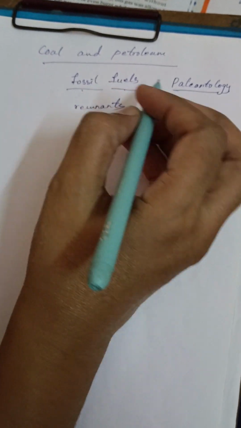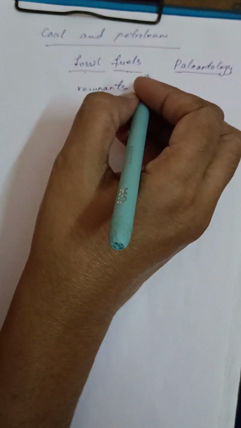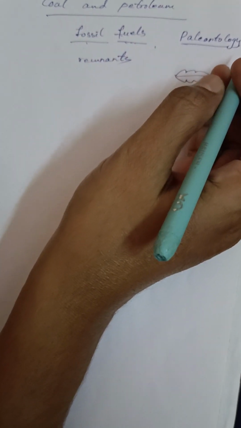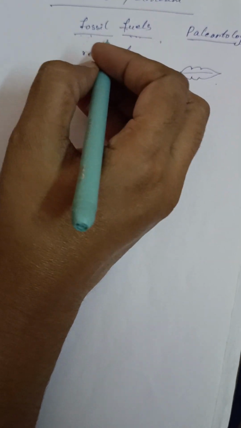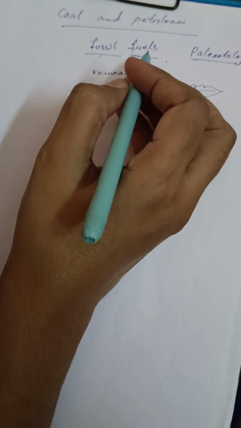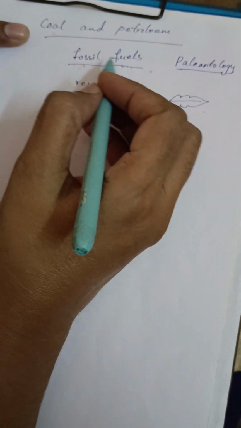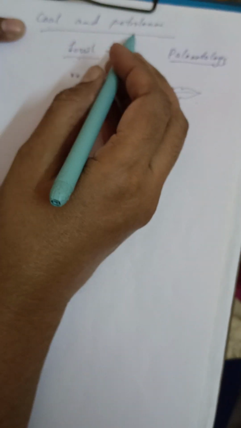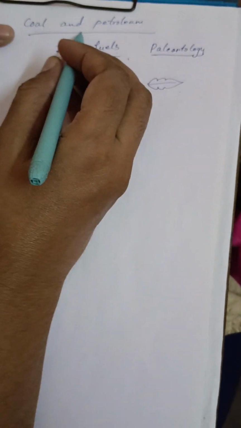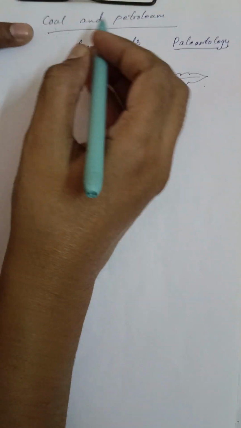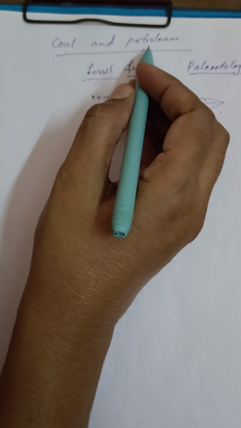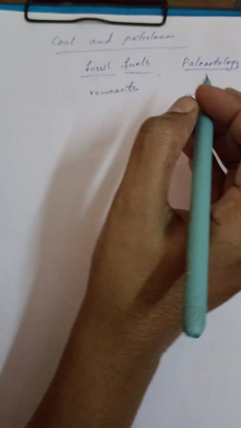Now, why do we say fossil fuel? As I said already, fuel is nothing but a substance that burns to give energy. When fossils are burned to give energy, they are called fossil fuels. So coal and petroleum are fossil fuels. Why? Because coal is obtained from plants, and petroleum is also obtained from plant products like planktons.